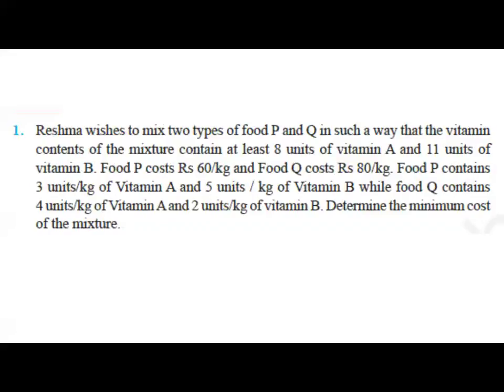So, what do we need to decide? That's the objective, but what are the decision variables? What levels do we need to decide? What are we trying to decide here?